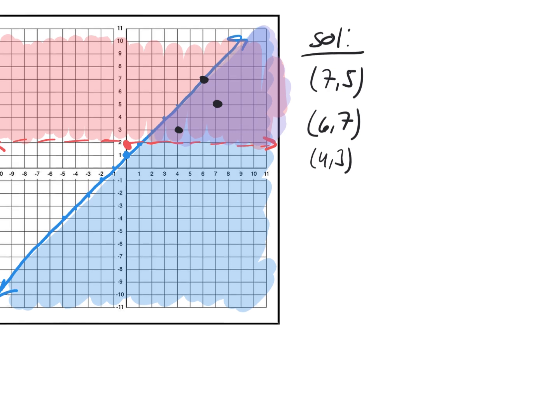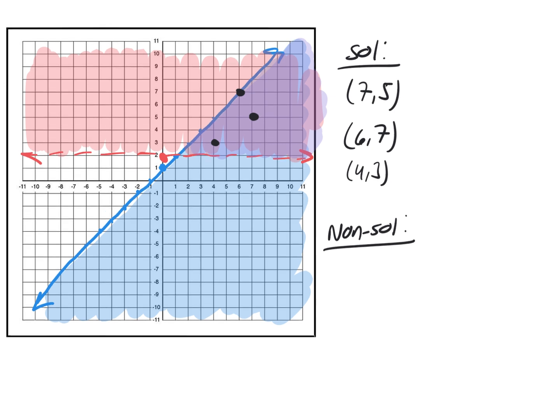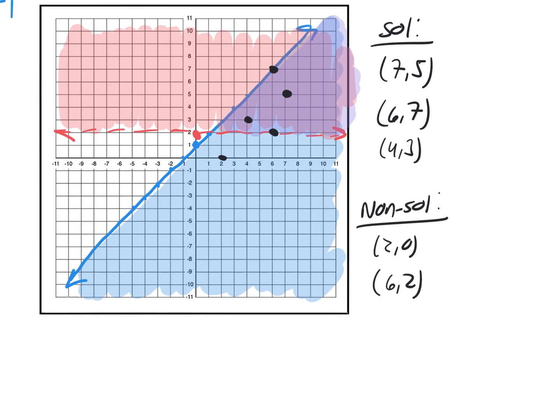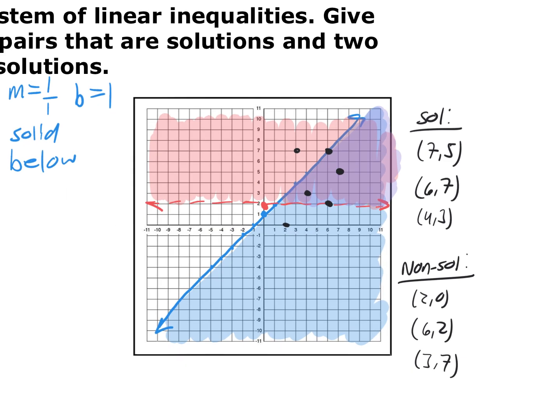And then non-solutions, anything that is not in that shaded purple region, right? So I could pick one right here, 2, 0. That's one of them. On the dashed line as well. So I can pick one that maybe looks like it's in the overlapping region, but it's on a dashed line. So that's not a solution. So 6, 2 wouldn't be a solution. A point right here in the red, but not in the blue, is going to be 3, 7. All right, so those are examples of solutions and non-solutions.